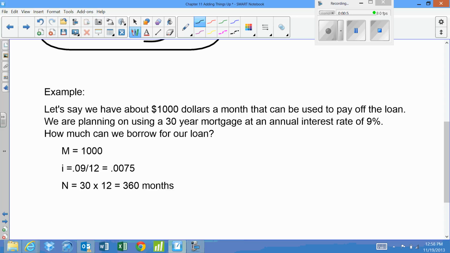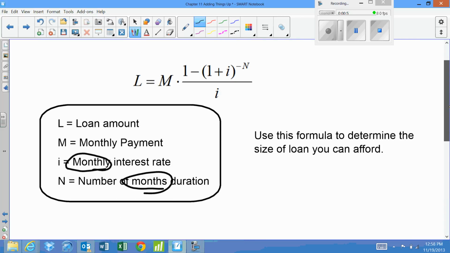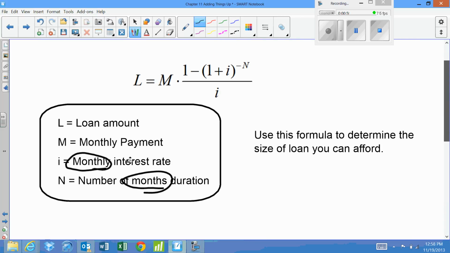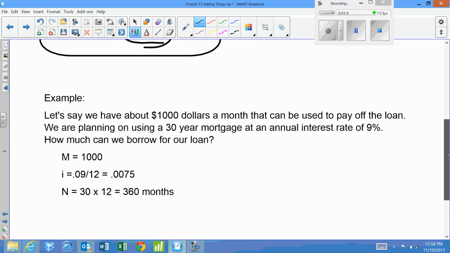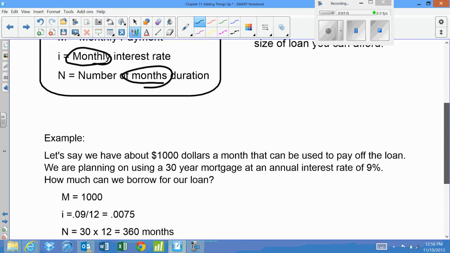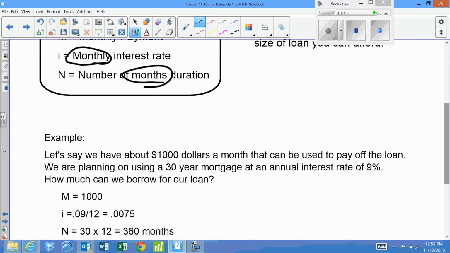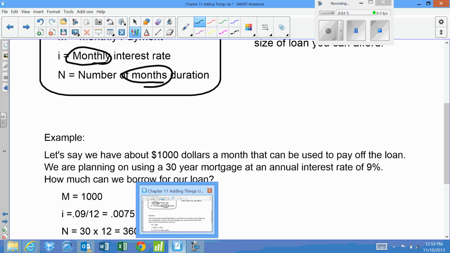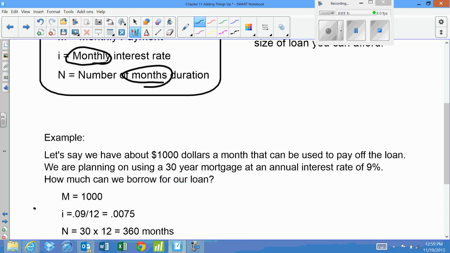So our M, again, remember our M is our monthly payment. I'm going back up here. So our monthly payment, we said we could pay about $1,000 a month. We plan on using a 30-year mortgage. Remember, n is our time in months. So we have to take our 30-year mortgage, multiply it by 12, which will give us 360 months.